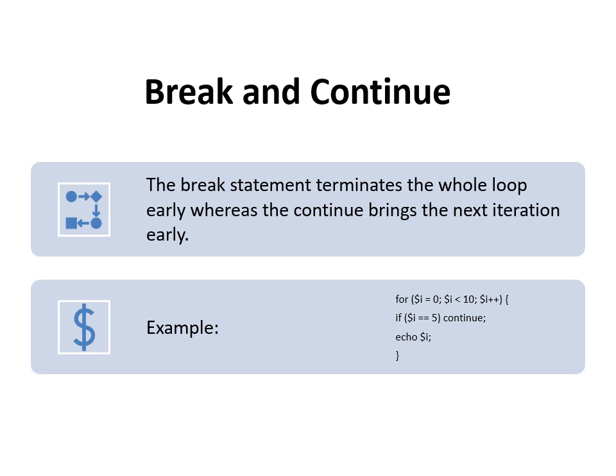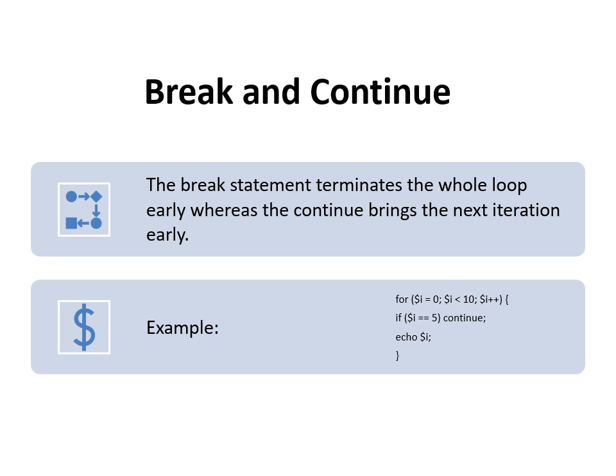So if it reaches 5, meaning what? Continue to the next iteration. If you remember, we said that continue brings in the next iteration early. So if that condition is true, then it continues till it stops. And finally, echo I, meaning print out the value of I.